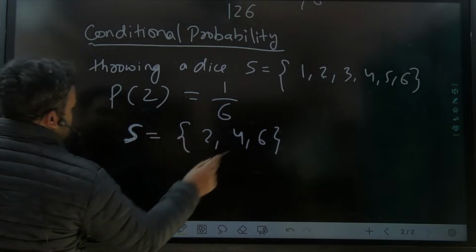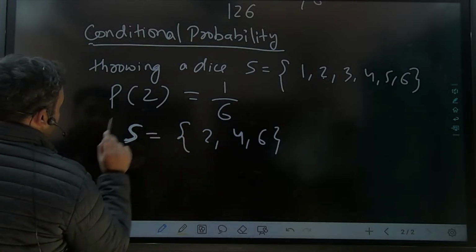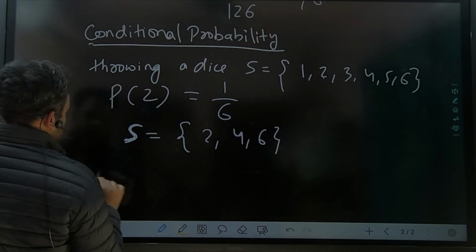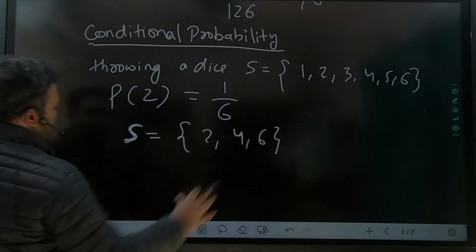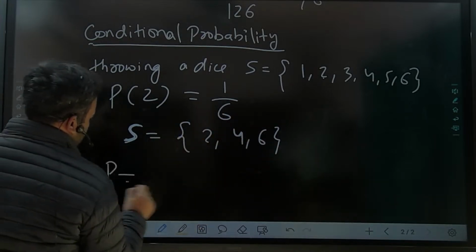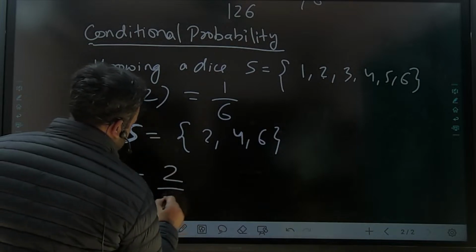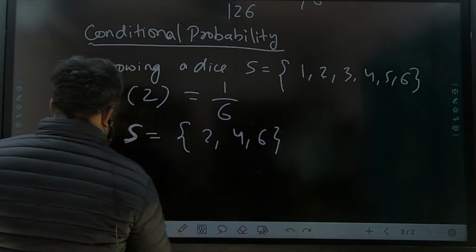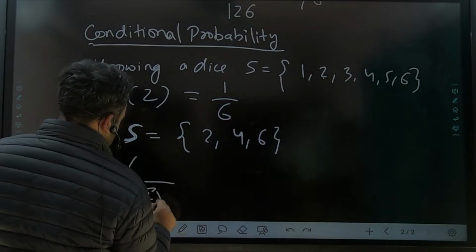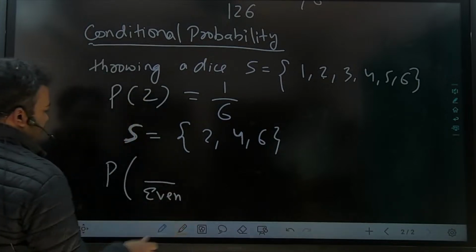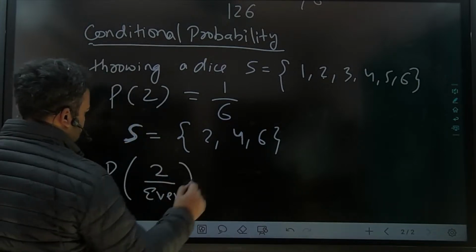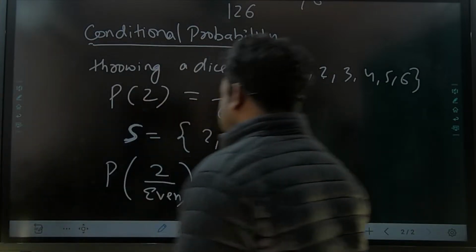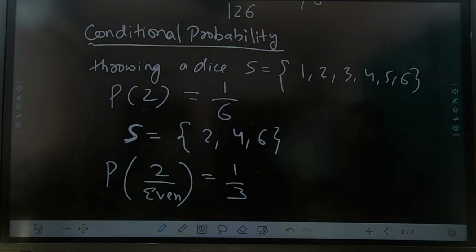Now out of this, you want to calculate what is the probability of getting 2. So what is the probability of getting 2? You have to select when even numbers have been selected separately. When even numbers are selected, out of those even numbers, what is the probability of getting 2? You can see the answer will be 1 by 3. So probability gets changed if you put a new condition in between.